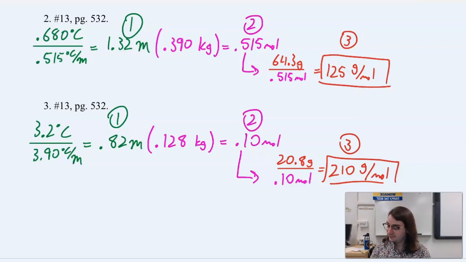And that's it. That is how you determine the molecular mass of an unknown substance. Now, if they asked us for molecular mass instead of molar mass, it would just be appropriate for you to answer in AMU. But it doesn't really matter that much either way.